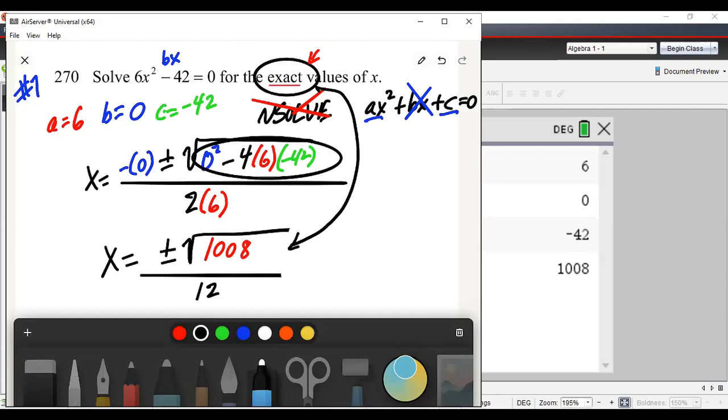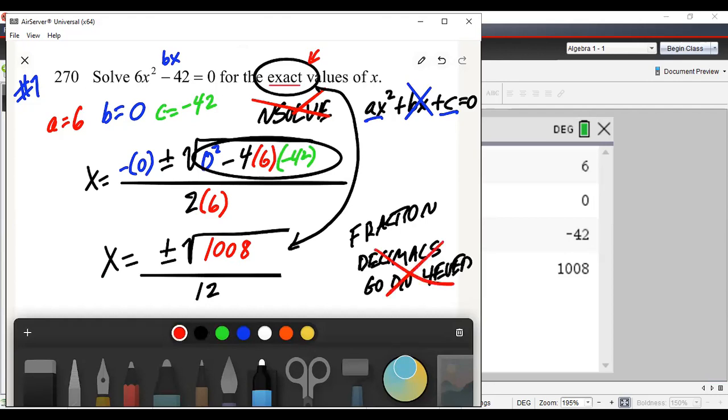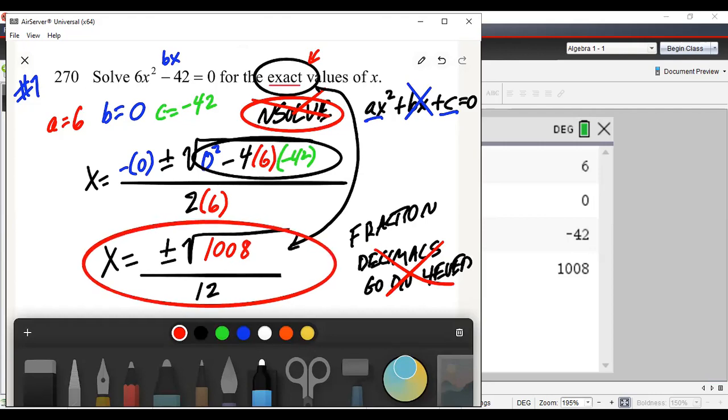So whenever you see the word exact, you have to have a fraction, or you can't have a decimal. You can't have decimals that go on forever. So you can't use NSolve, because NSolve will give you decimals, and we don't want decimals. That's why we have to actually use the quadratic formula and calculate the b squared minus 4ac part, and just leave that in the square root. And that would be it.